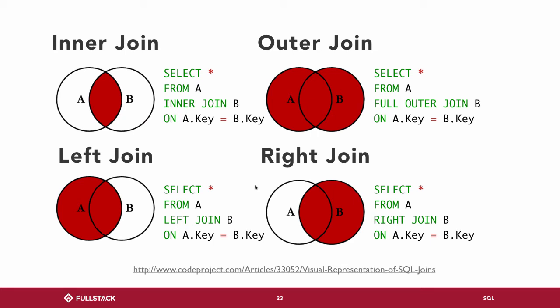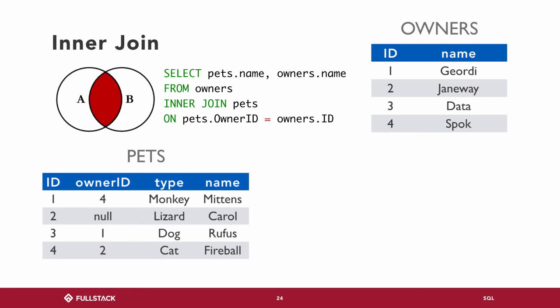I think it's a little bit easier to see with some examples here. So let's say we had these two different tables. We had pets and we had owners. And the one thing to think about here is that if we have owners and we have pets, and each pet has a particular owner, we're only going to end up getting the owners that actually have pets, right?